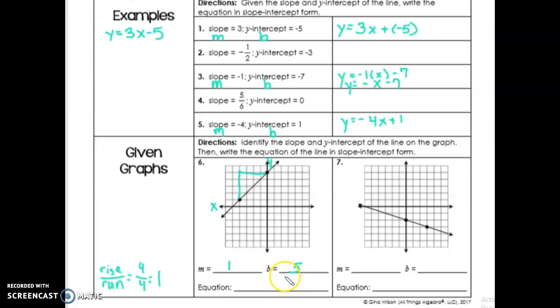And now, I'm back where I was here. I've got the slope, I've got the y-intercept, and I'm just plugging it into the equation. So, y equals 1x. I've only got 1x, so I can just leave it as x. And then plus 5, because I've got a positive y-intercept. Alright, you guys do 7.